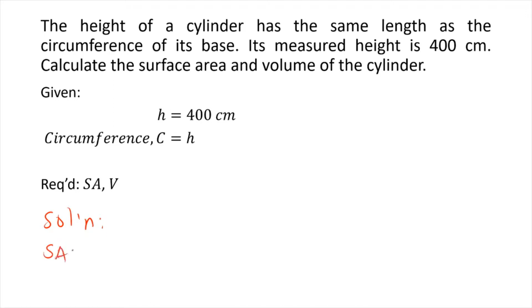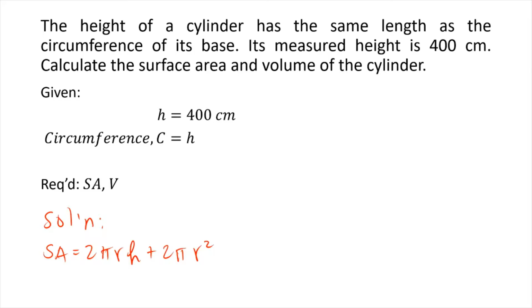The formula for the surface area is equal to 2 pi RH plus 2 pi R squared. The first term, 2 pi RH, is the lateral surface area, or the area of the side of the cylinder. The second term is the area of the circular top and the circular bottom. That's why it's 2 pi R squared. Notice that we cannot immediately solve for the surface area because we don't have the radius.